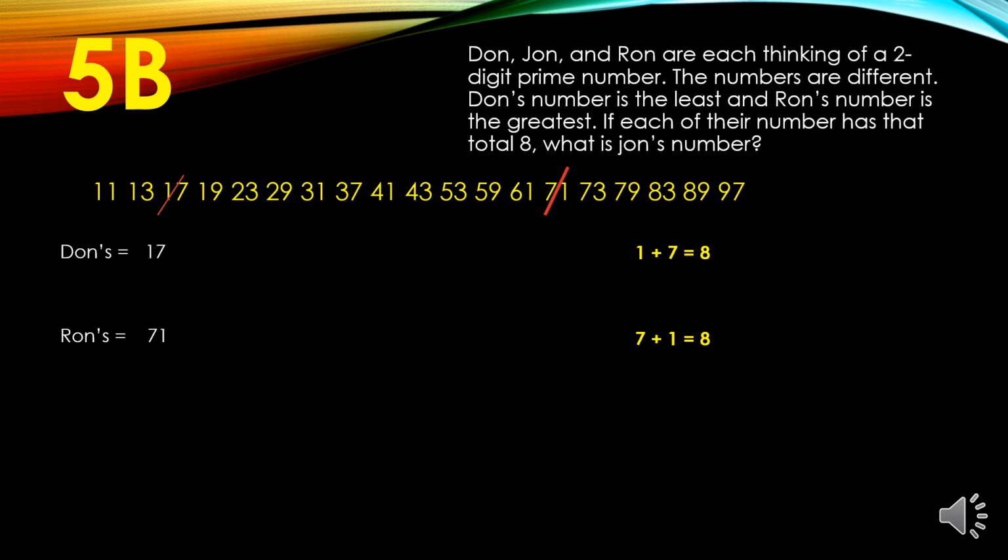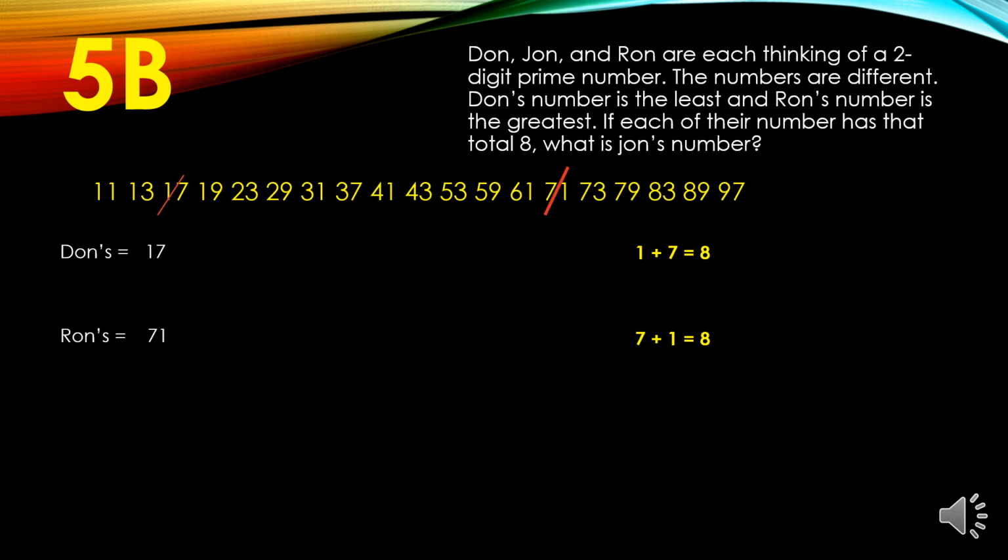Now for the number of John, it should be in the middle because the two already give the lowest and the highest part. Now we will check which of those from 19 to 61 will satisfy, that will equate to 8. Okay, so if you go 1 plus 9, that is 10. 2 plus 3 is 5. 2 plus 9 is 11. 3 plus 1 is 4. 3 plus 7 is 10. 4 plus 1 is 5. 4 plus 3 is 7. 5 plus 3 is 8.